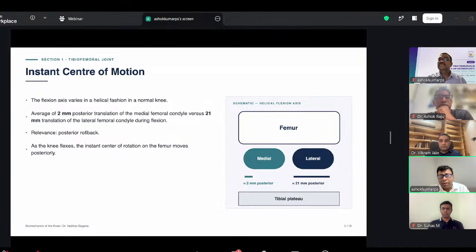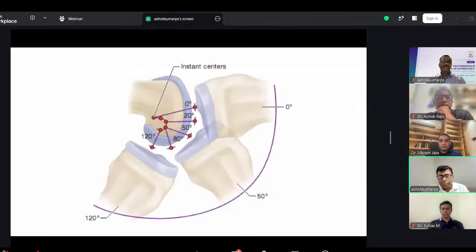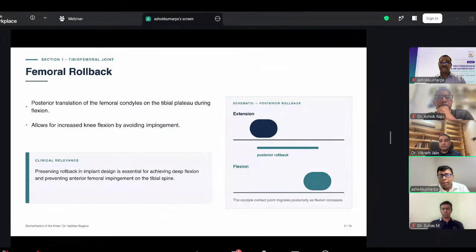As the knee flexes, the instant center of rotation of the femur moves posteriorly. So you look, that is how the center of motion is changing in a helical fashion from 0 to 120 degrees of arc of motion. Another concept that we must know is femoral rollback, which means that there is a posterior translation of the femoral condyle on the tibial plateau during flexion, and it allows for increased knee flexion by avoiding impingement. So unless there is a rollback, the knee will impinge, and that's a crucial concept.